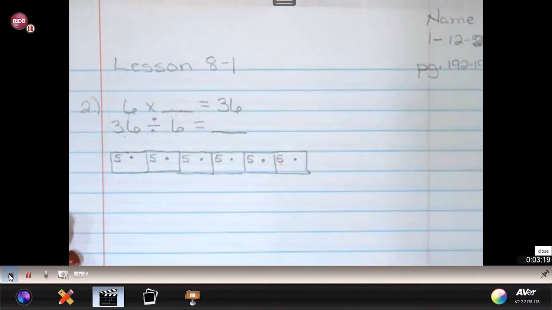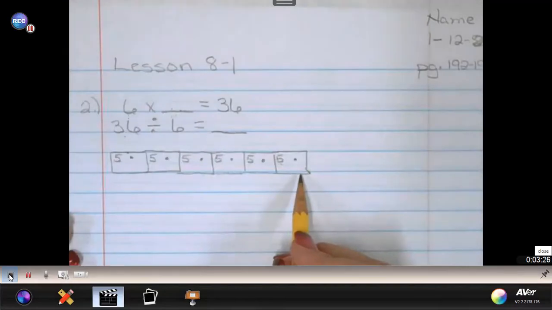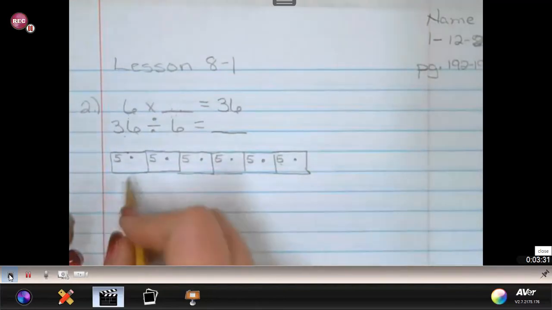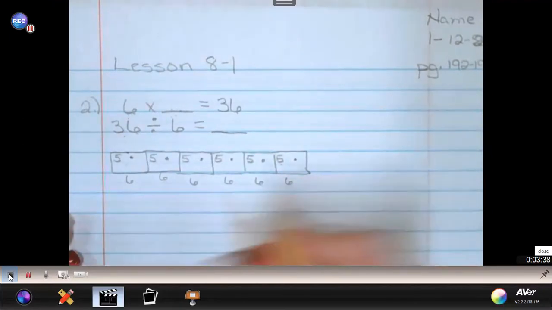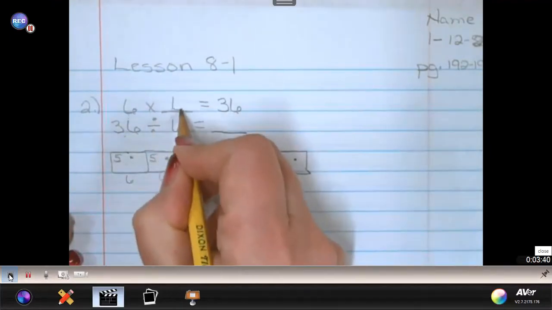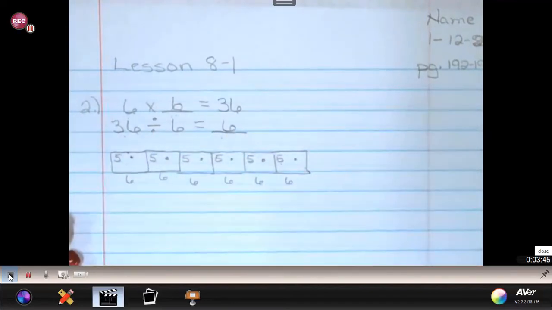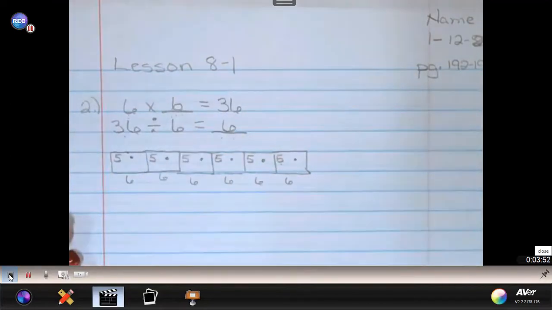I like using 5 because 5s are really easy for me to multiply. So if I took my 36 objects and put them equally into these 6 groups, you would see that I would get 6 in each group. So the missing factor is 6, and that tells me my quotient will also be 6, because remember, your quotient is one of your missing factors in this case.